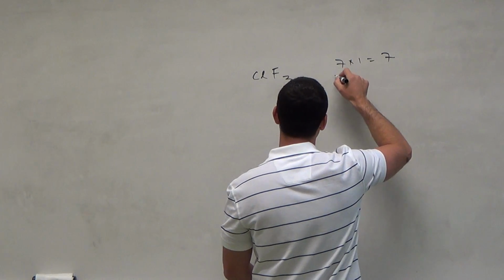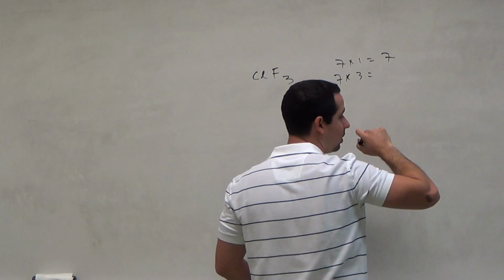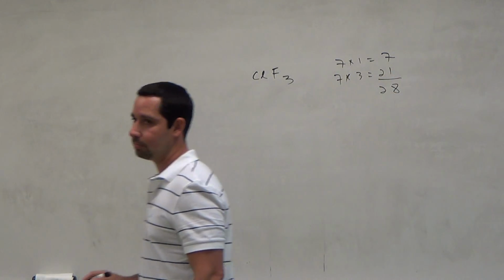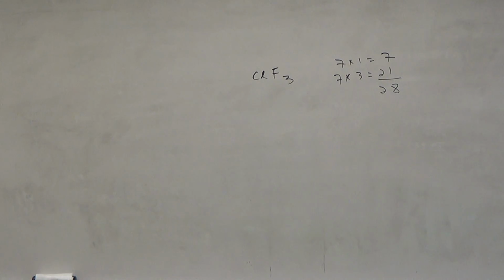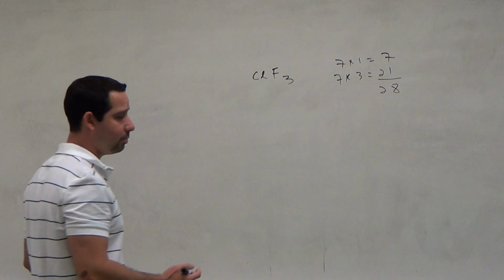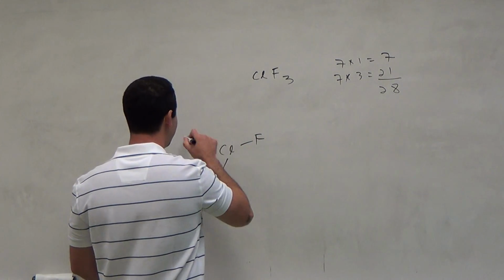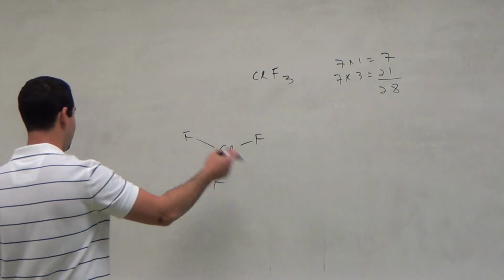There are 3 fluorines with a valence electron count of 7. How much is that? 21. 21 plus 7 is 28. Which one is the central atom? Cl. Chlorine is the central atom. So I am going to make single bonds to everybody else. And then when I do that, I'm going to fulfill the octet rule for the ones outside.